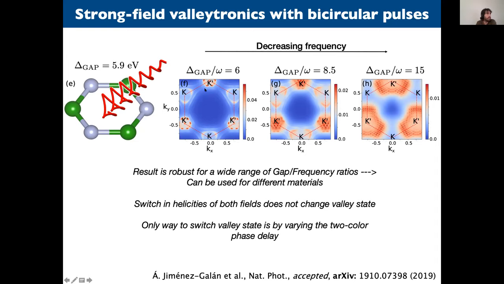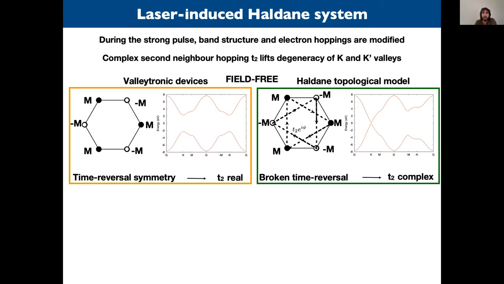So this valley state will only switch if we rotate the threefold and address the opposite sublattice. And this can be easily done by, as I said, varying the two color phase delay, with no need for individual CEP stabilization. So what is the reason behind this result? Well, we know that during the strong pulse, the band structure and the electron hoppings are modified. And in 1988, Haldane showed that the complex second neighbor hopping breaks time reversal symmetry and lifts the degeneracy between the K and the K prime valleys.